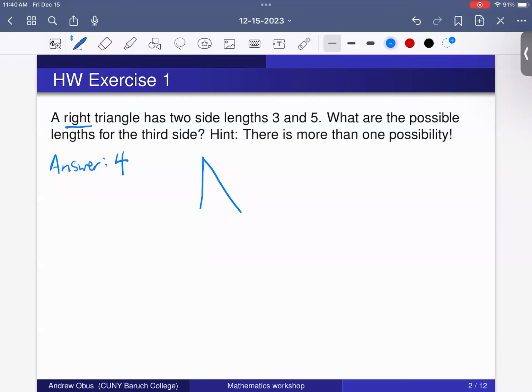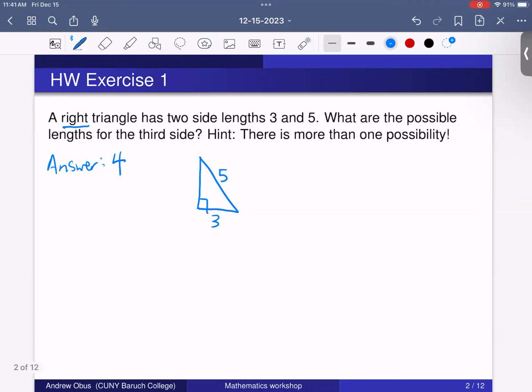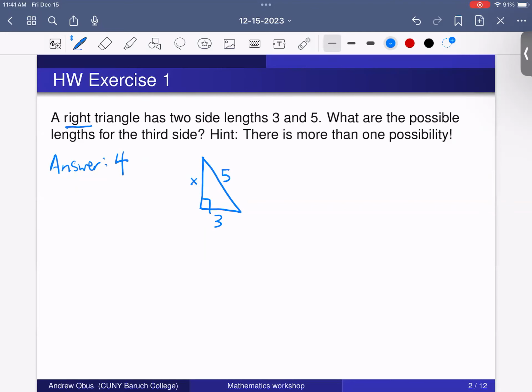Right, using the Pythagorean theorem, you draw your right triangle. Then the 5 stands for the hypotenuse, which is the longest side, and the 3 will be the opposite, and then you have to find the adjacent. Exactly, so we'll call it X. The square of 3 is 9, the square of 5 is 25, and then you subtract the 9 from the 25, it gives 16, so it will give 4. Exactly, perfect. That's great.